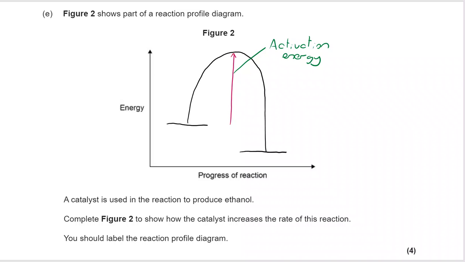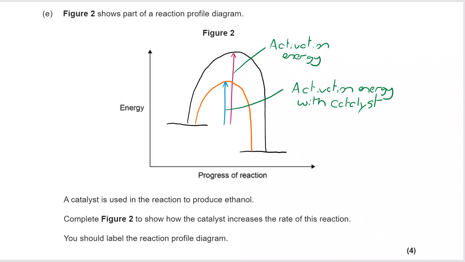But then we need to show what happens if we add a catalyst. And with a catalyzed reaction, the activation energy is lower. So we have a lower hump, a lower activation energy, but the energy of reactants and the product remains unchanged.